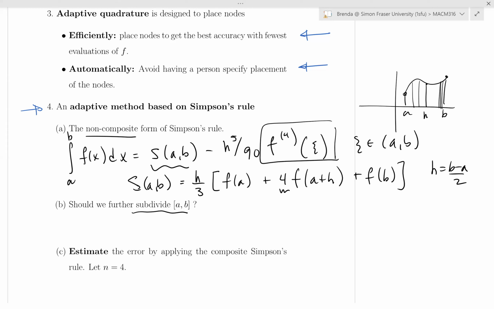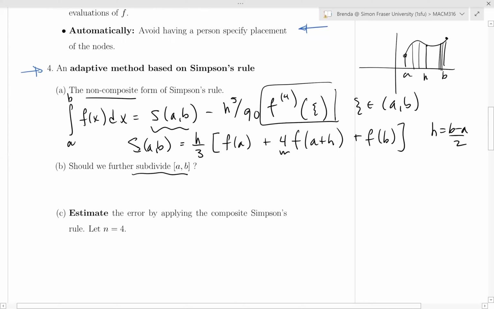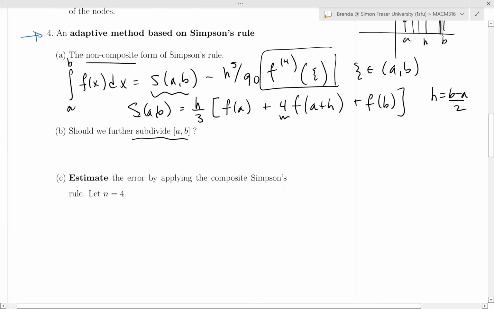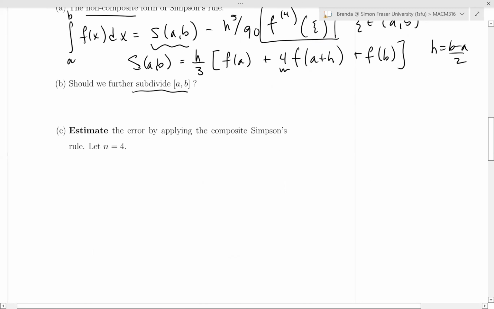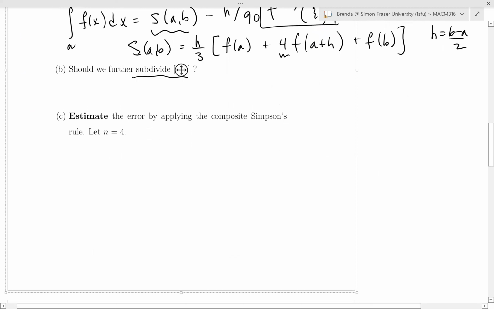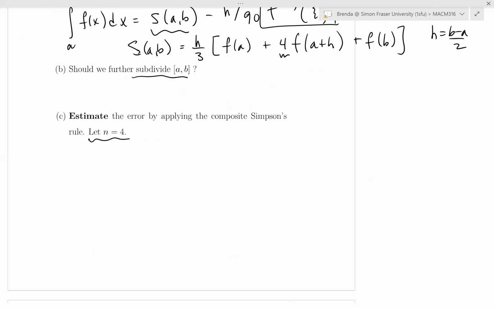So what we're going to do is estimate the error by applying the composite Simpson rule. Let's see how this works out. Okay, so now I'm going to have 4 intervals. So what we're going to do then is go like this, and that will look like this. This is the Simpson rule.